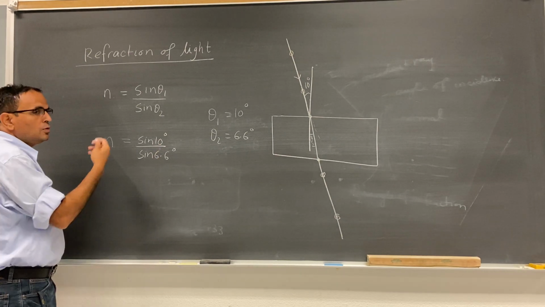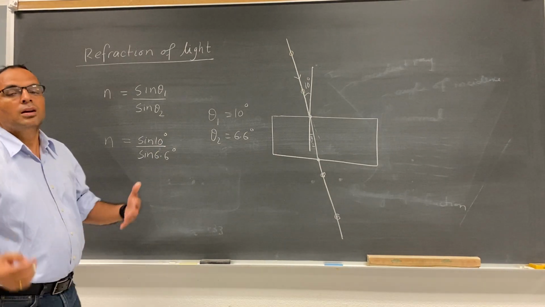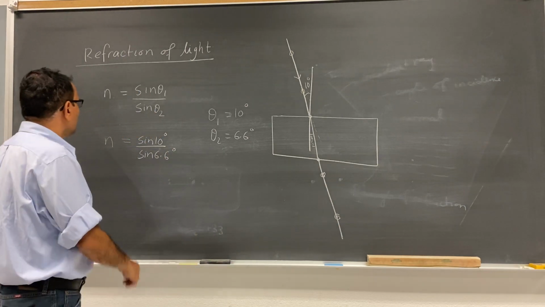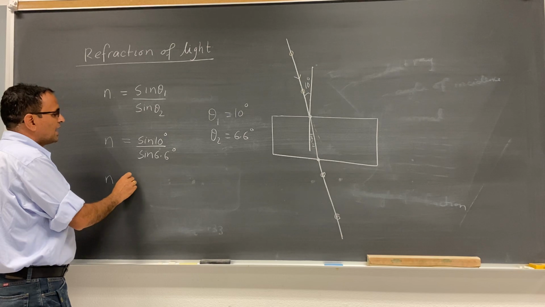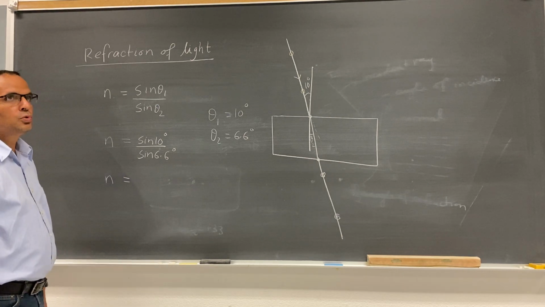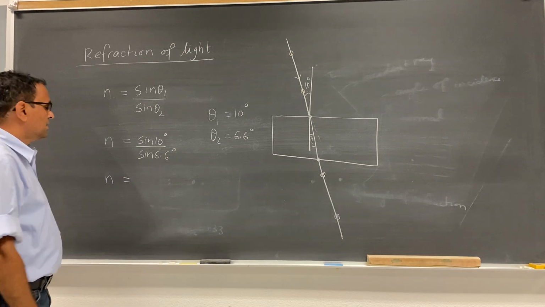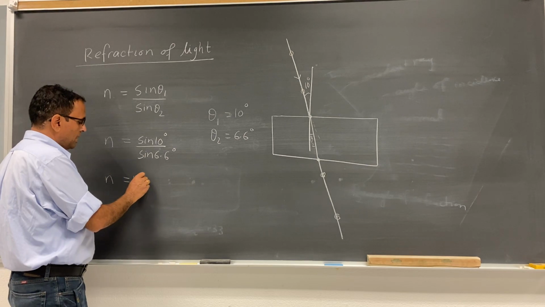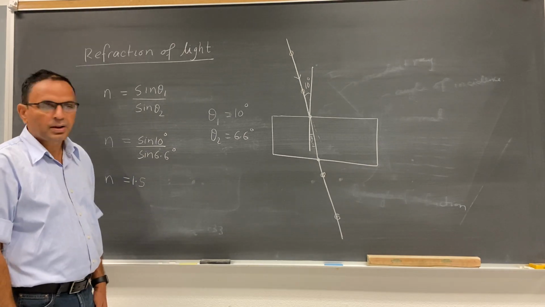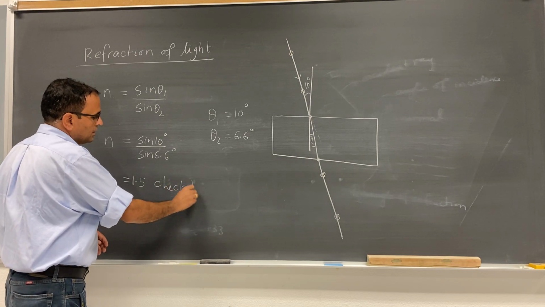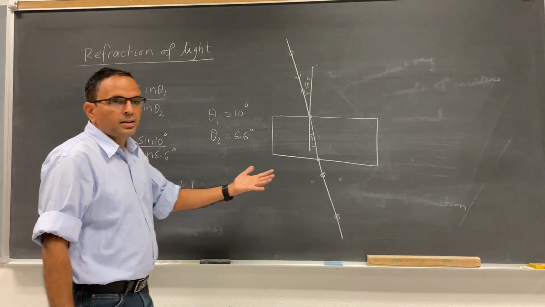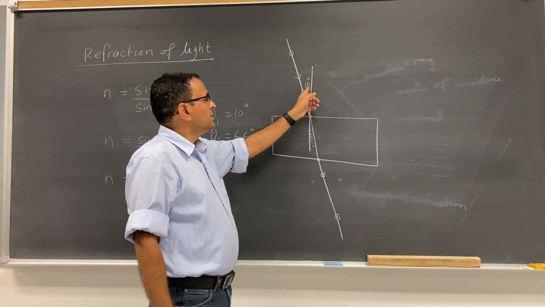Now if you calculate this using the calculator, whatever number you get, and it is a glass, so you are supposed to get, I think, 1.5. I do not have a calculator here, but please check this, okay? Check this. So this is the one case. Now you make angle of incidence 10 degree.